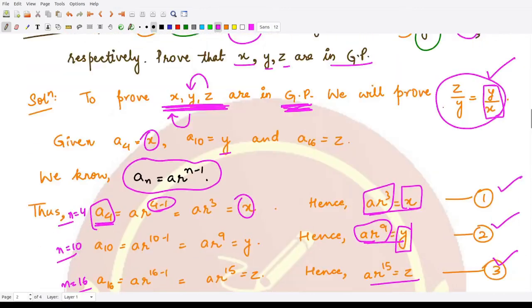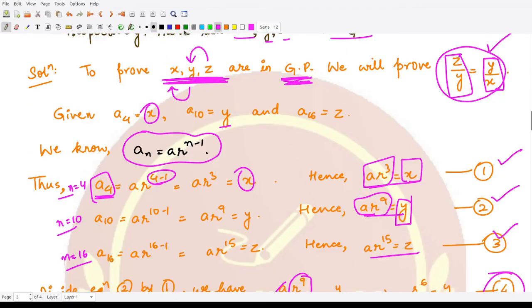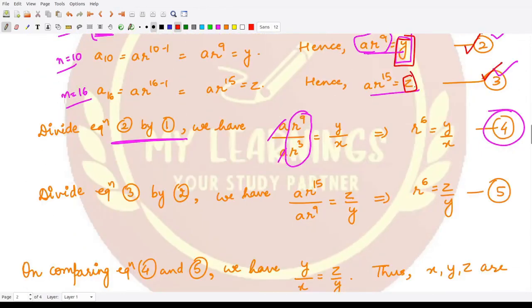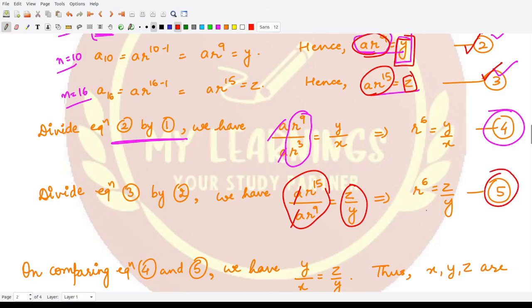Now another thing that we require is z upon y. You see, z upon y is obtained when you divide z by y. So that means you will divide equation 3 by equation number 2. On the right hand side you would have z upon y, and on the left hand side you would have a r raised to power 15 divided by a r raised to power 9. So the a and a cancel, the powers subtract, and you would have r to the power 6 is equal to z upon y. Mark this as equation number 5.